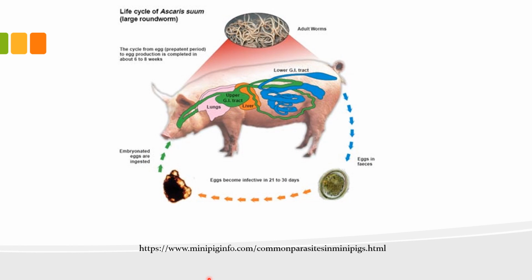Another parasite that exhibits transmission through ingestion is Ascaris suum. The main host of Ascaris suum is the pig. Ascaris suum is also known as the large roundworm of pigs. The pigs become infected by the parasite through ingestion of the embryonated eggs that are present in the environment.